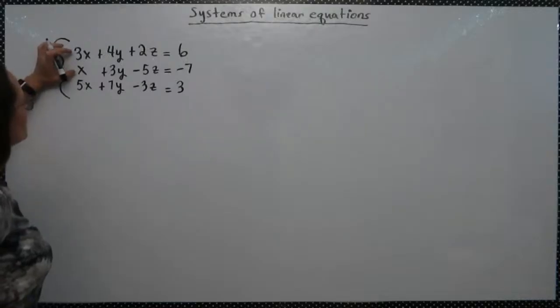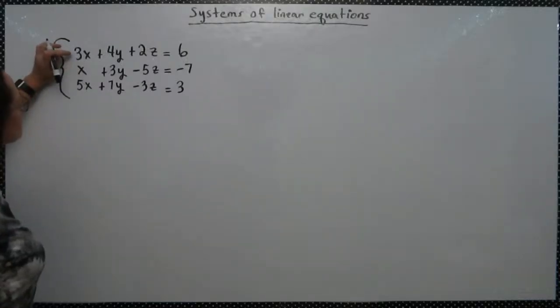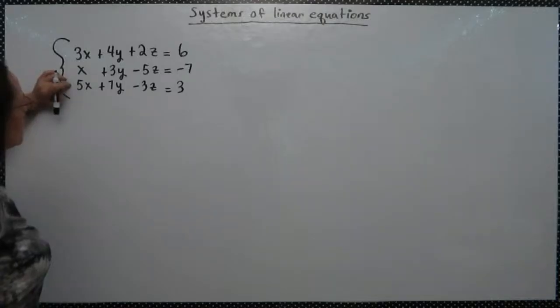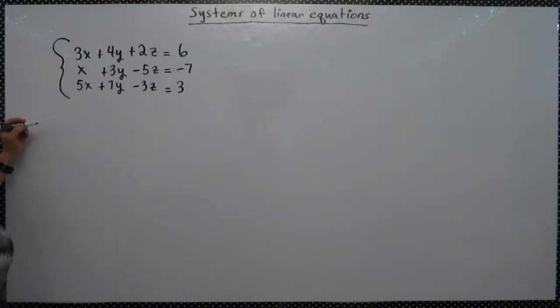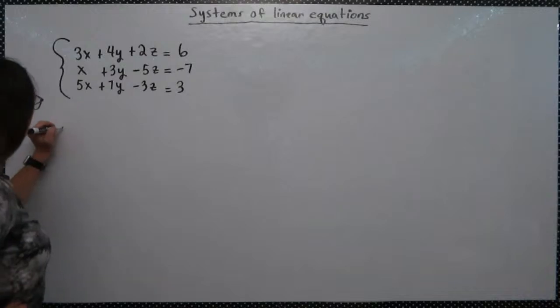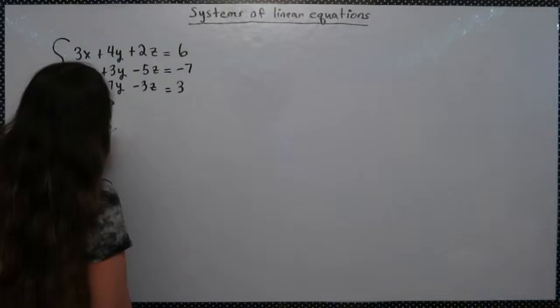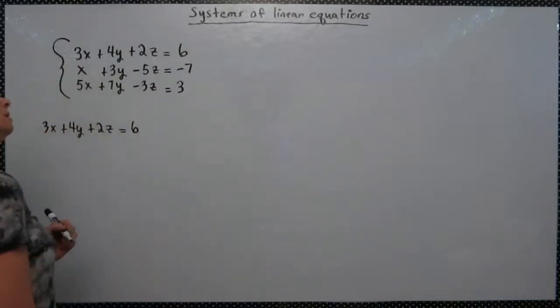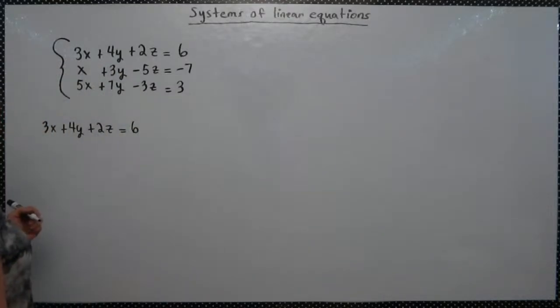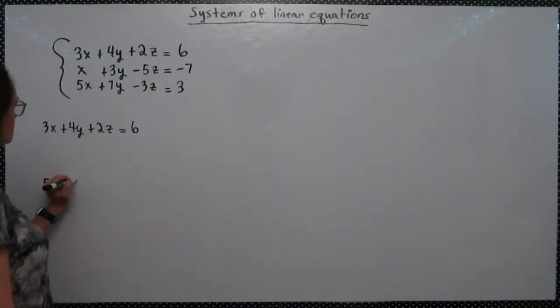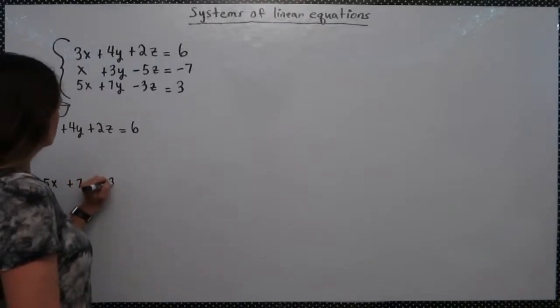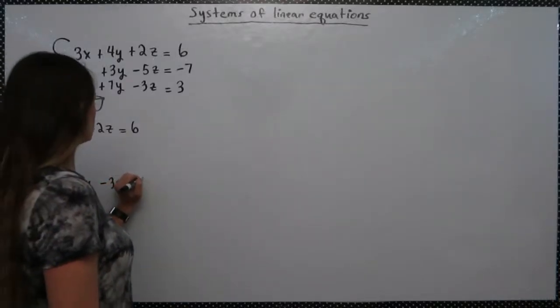But if I start out, let's do the first and the third first, so I'm just going to copy it here. I'll start by copying it down. 3x plus 4y plus 2z, and that equals 6. And we'll leave some room here. Let's see how I'm going to organize this. 5x plus 7y minus 3z equals 3.